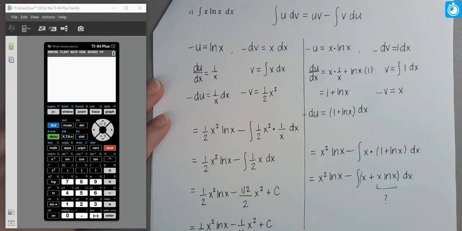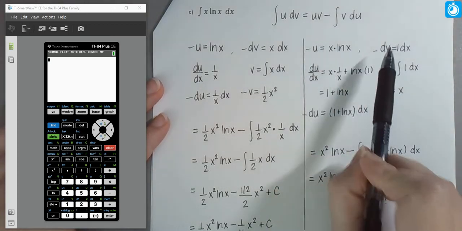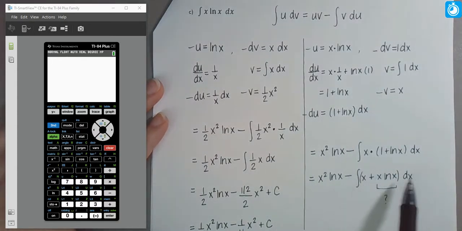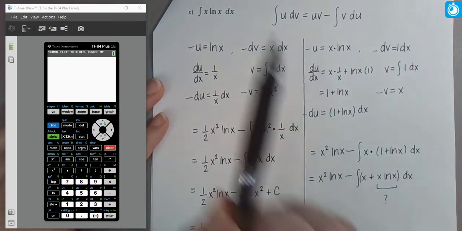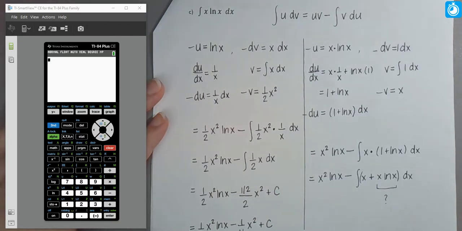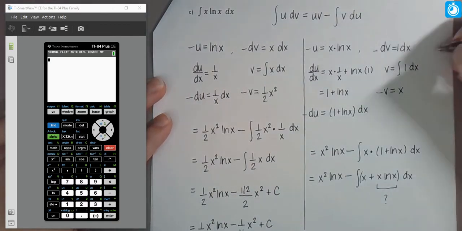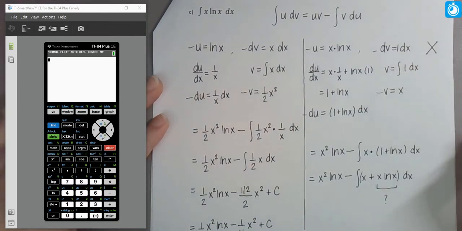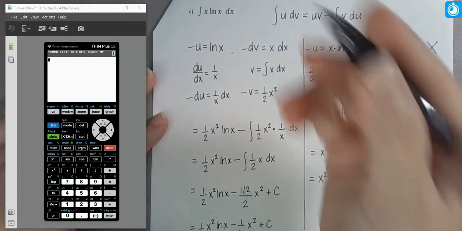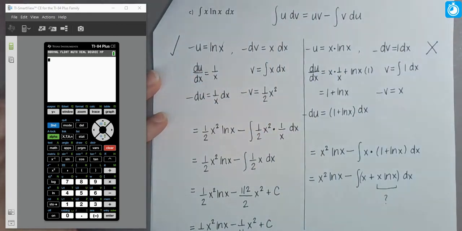How would we find that integral? We can't find it directly. That's the whole reason for using this integration by parts technique. So because this particular pairing gave us an integral that is no simpler to solve than the original, this particular combination is not going to work. Because that integral is not one we can directly evaluate, this is not going to be the combination we want.